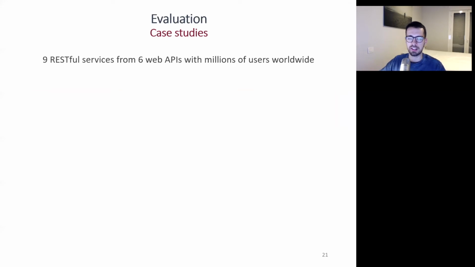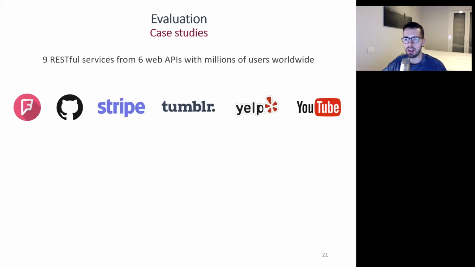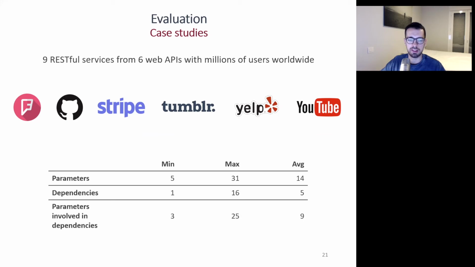Well, regarding the case study that we used, we took 9 RESTful services from 6 web APIs used by millions of users worldwide. These APIs are Foursquare, GitHub, Stripe, Tumblr, Yelp, and YouTube. And just to give you a few more data about what these RESTful services look like, these are the general stats about them. So these operations had between 5 and 31 input parameters, 14 on average. They had between 1 and 16 dependencies, 5 on average, and they had between 3 and 25 parameters involved in at least one dependency, 9 on average.